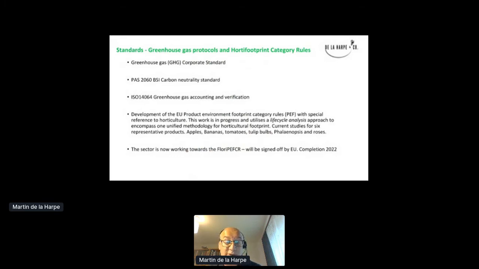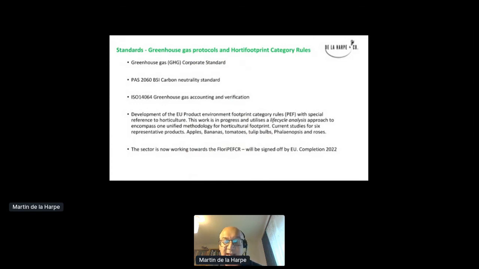Then within the horticultural industry, we've got the EU product environmental footprint category rules, which have been developed with special reference to horticulture. This work is in progress and utilizes a life cycle analysis approach to encompass one unified methodology for the horticultural footprint. Current studies for 6 representative products include apples, bananas, tomatoes, tulip bulbs, phalaenopsis orchids, and roses. The sector is now working towards a FloriPEF, which will be signed off by the EU formally. Completion of this work will take place in 2022.